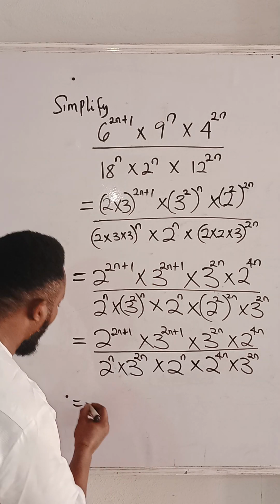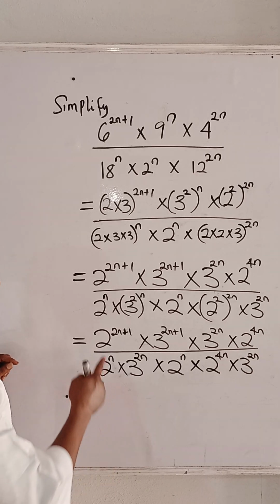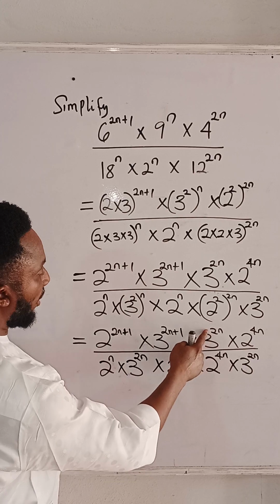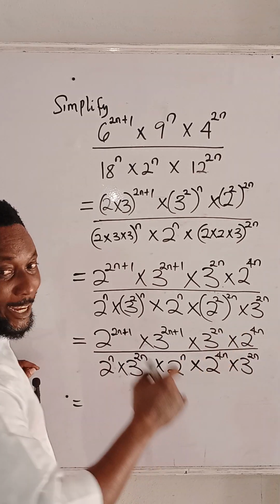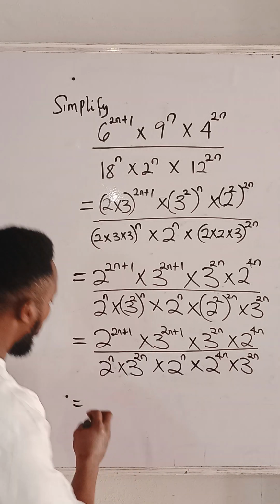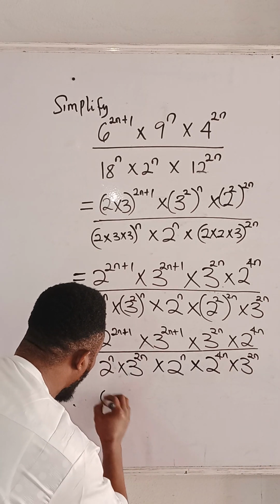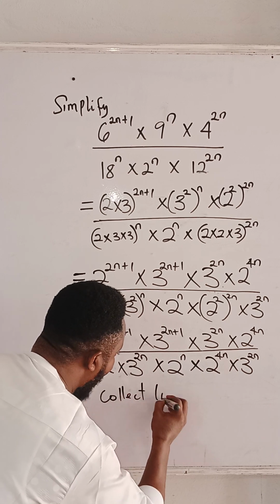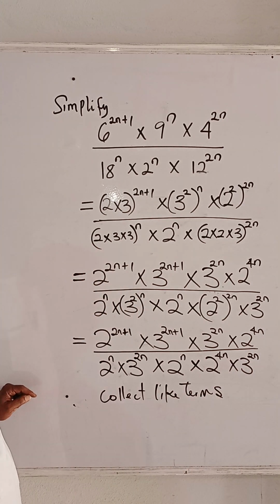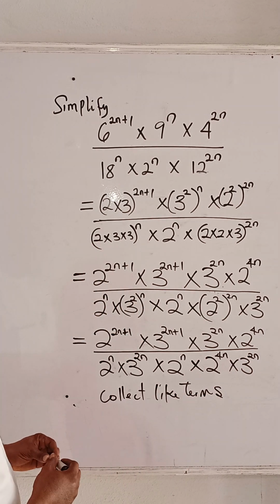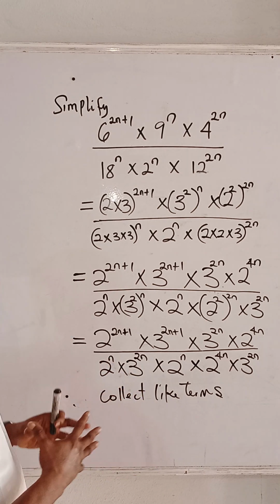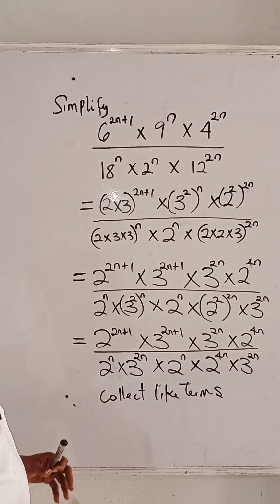Now, if you see this expression, 2 to the power of 2n plus 1, 3 to the power of 2n plus 1, 3 to the power of 2n, 2 to the power of 4n, we can collect like terms on the basis. If I write collect like terms, I am not wrong. It therefore means that anything that has the base of 2 should be together. Anything that has the base of 3 should be together.